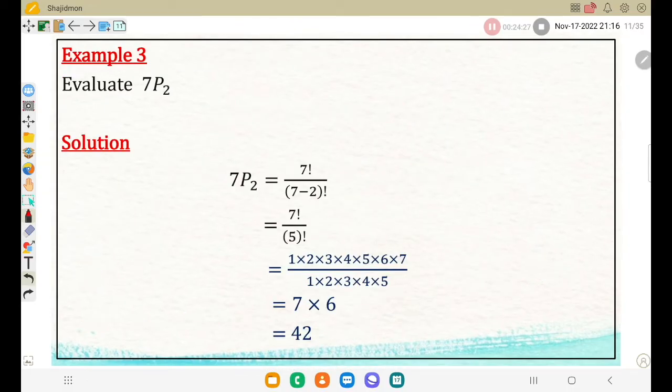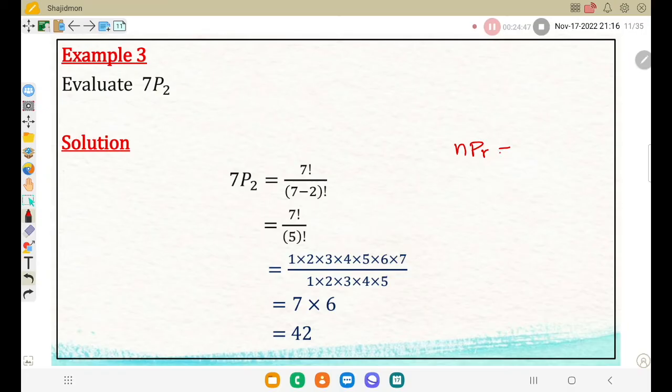Now let me go to one example. Evaluate the value of 7P2, 7 permutation 2 at a time, correct? Find the 7P2 value without using a calculator. So 7P2 equals, what is the rule we studied?